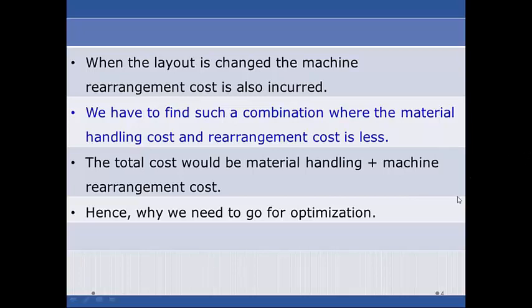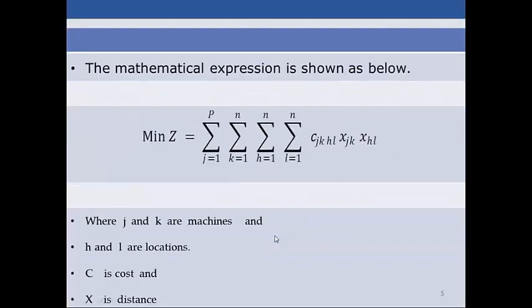And this problem cannot be solved manually, so we need to go for optimization. In this case, I have used a genetic algorithm, and from the genetic algorithms, I have considered the real coded genetic algorithm to solve this particular problem. Coming to the next point, when this problem is considered, the material handling cost should be less, or the layout of the machines should be such that the total material handling cost is less. So this is the objective function in this case, that is, the minimization of Z. Z is the total cost, material handling cost.